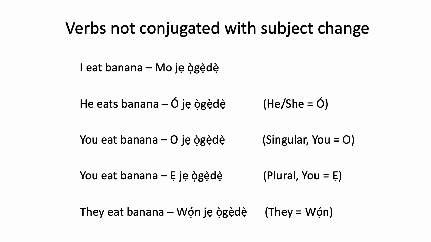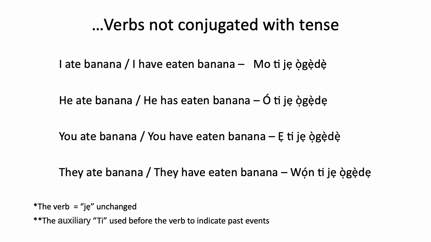Similarly, the main verb does not change irrespective of the time of action or event in Yoruba sentences. Instead, auxiliary words are used to indicate the time of event. Let's consider the sentence, I ate banana, or I have eaten banana. This is a past event, and this will be mo ti je ogede. We can see that the verb je is still the same.